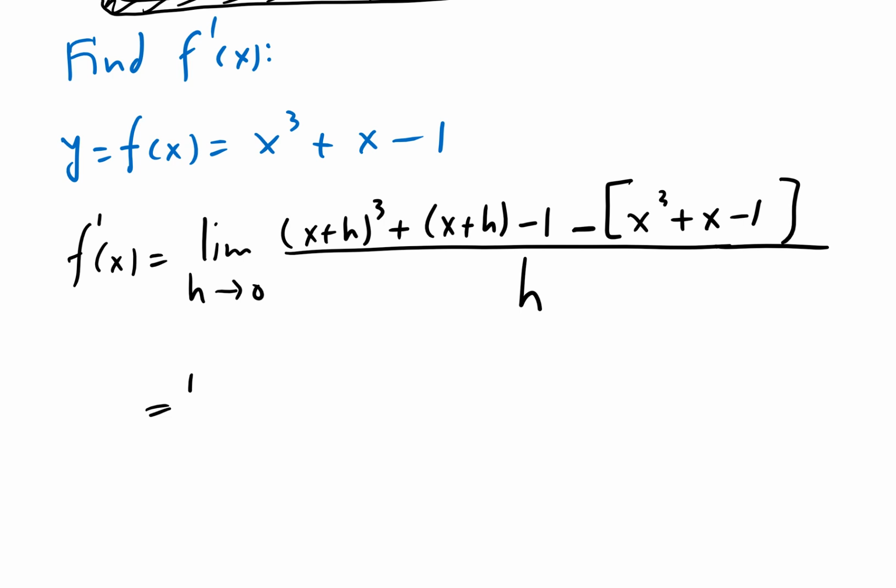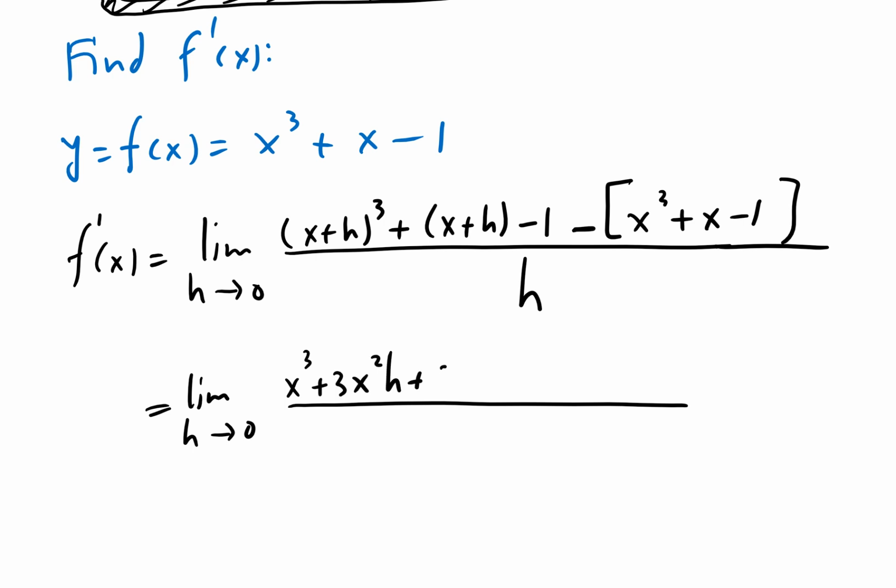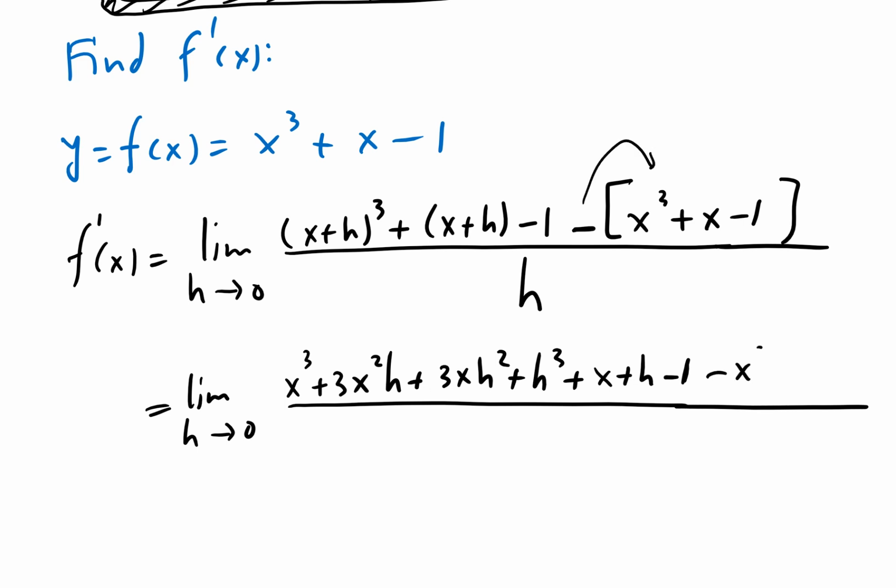Now that's where the algebra kicks in. So we always write the limit as h goes to 0 until we simplify everything. If you remember from the Journey to Calculus packet, we give you a formula for a plus b cubed, which says you cube the first one plus 3x squared h plus 3xh squared plus h cubed. And then x plus h stays the same, minus 1 the same. Multiply the negative inside, so minus x cubed minus x plus 1, all over h. These cancel out. 1 minus 1 cancel, negative x and x cancel.